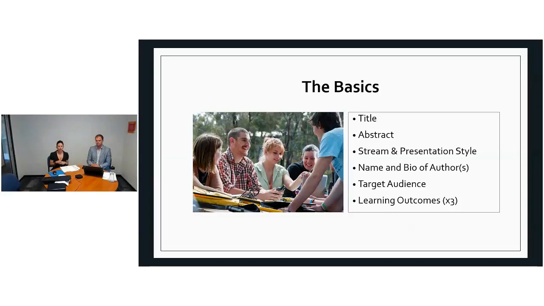Two new things that we are asking for are your target audience. So that might be where you say, it's for staff that are working on the front desk, or it might be staff that are working in residential life area, or it might be even broader than that. And learning outcomes. Now, I've listed there that there should be up to 3. There doesn't have to be, but ideally you should be able to nominate 3 things that anyone that attends your session should be able to walk away with. And it might be something like new skills, or an understanding of the challenges faced by XYZ.